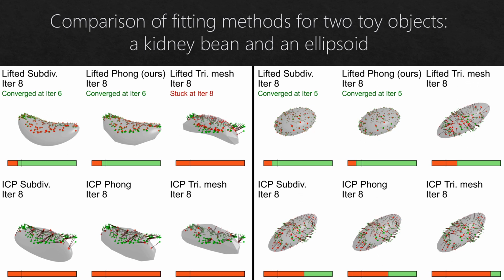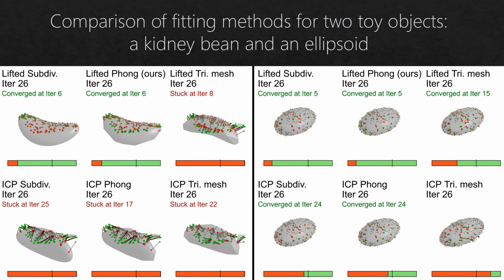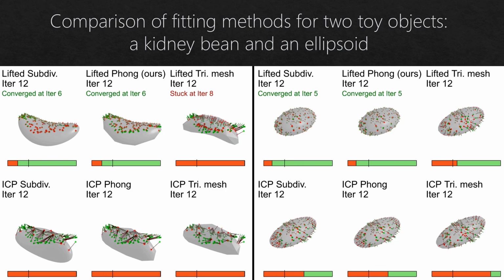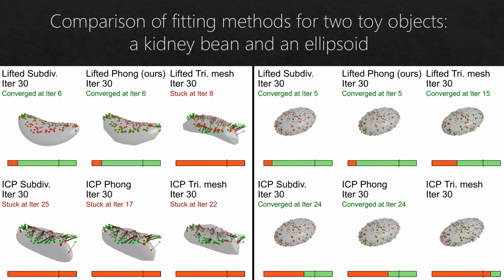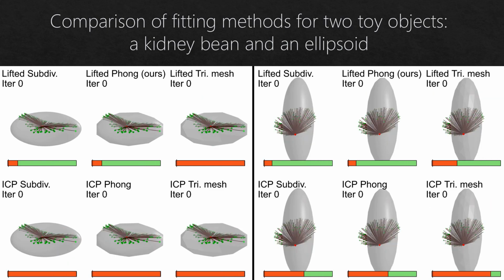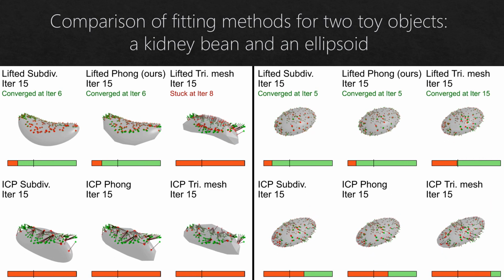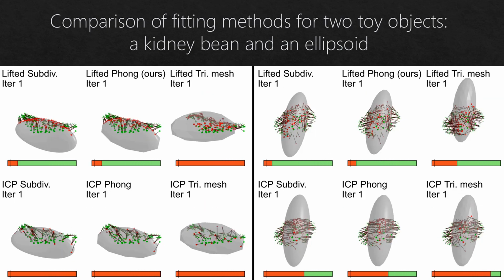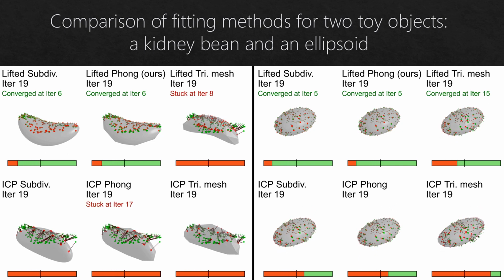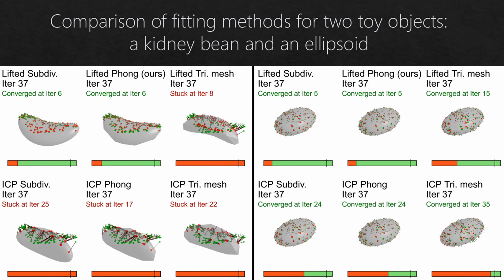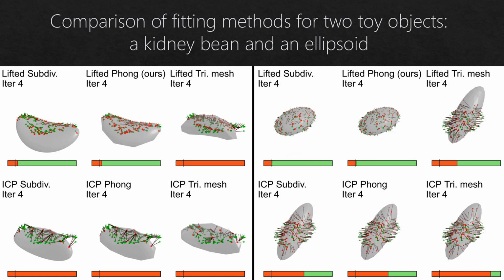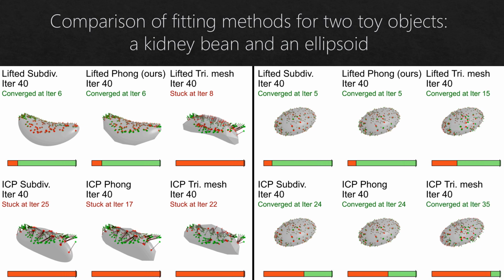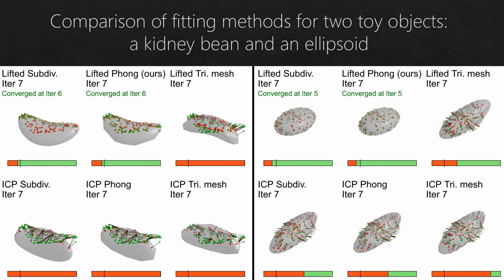Here we show a comparison of fitting methods for 2 toy examples, a kidney bean and an ellipsoid. We compare 3 types of surfaces, subdivision surface, Phong surface, and triangular mesh, and 2 types of optimizations, lifted optimization on the top row and ICP or iterative closest point on the bottom row. In all cases, lifted Phong converges as fast as lifted subdiv, but has the runtime cost of just triangular mesh. On the harder kidney bean shape, the triangle mesh is not only slower, but the lack of pull from the surface normals means it has more local minima.